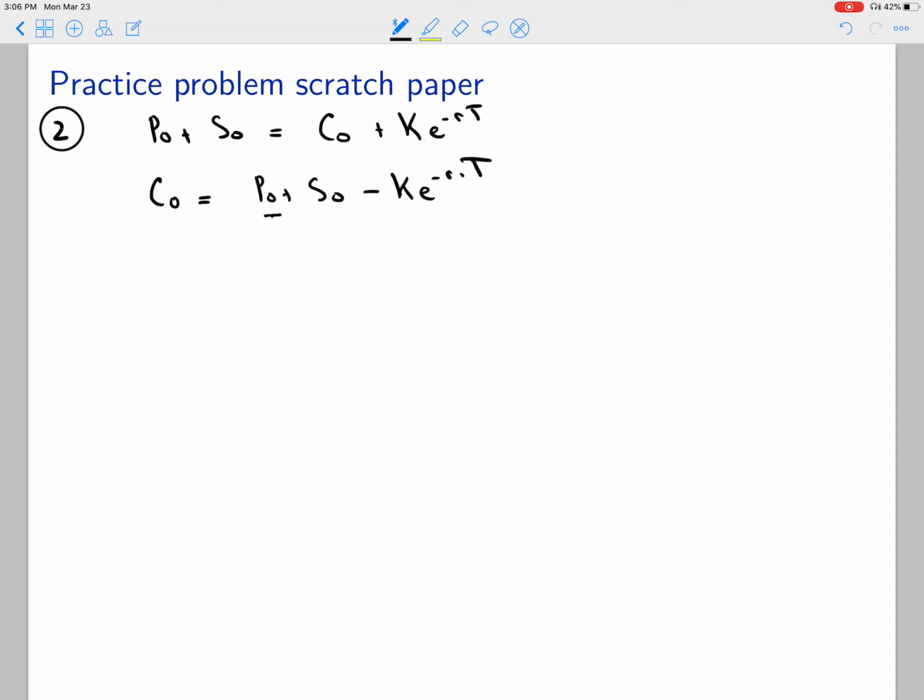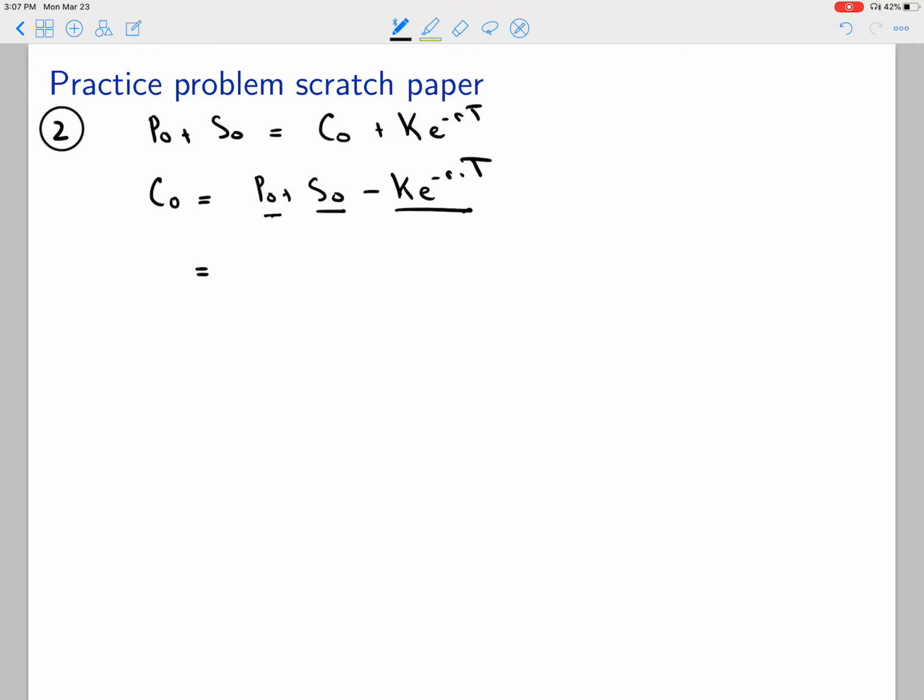Put-call parity tells us that the price of a protective put equals the price of a fiduciary call. The protective put, P0 plus S0, has to equal the fiduciary call, C0 plus K e to the negative RT. We can rearrange this formula to solve for the call price, just like we learned in lecture 10, I believe, or lecture 9 maybe. C0 is equal to P0 plus S0 minus K e to the negative RT. We know the put price, the stock price, the strike, and the discount factor.